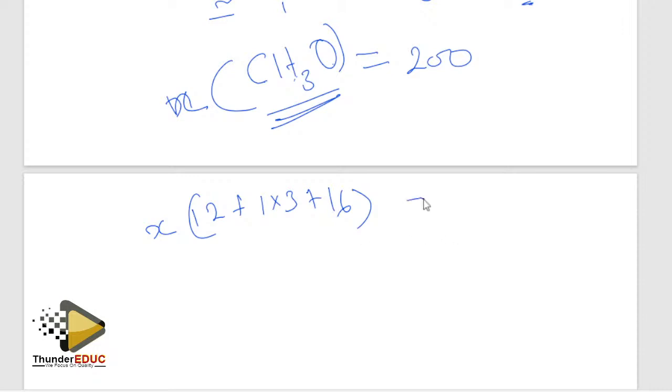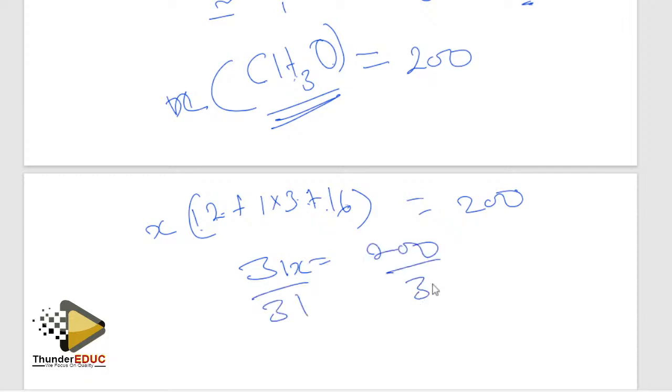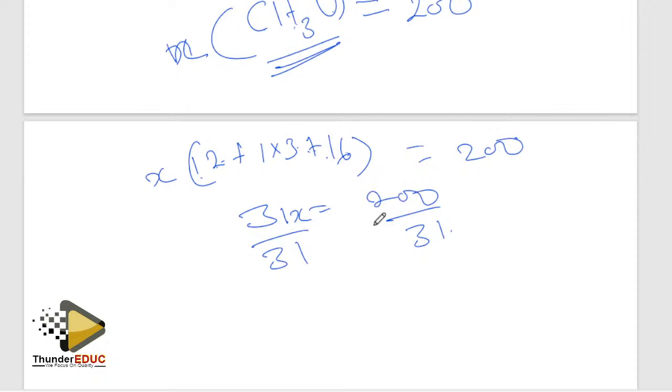This is equivalent to 200. So 18 is 8, 8 is 28 plus 3, that is 31. Yes, isn't it? Sharp. 31x is equal to 200. Then you divide by 31 and look for the answer.